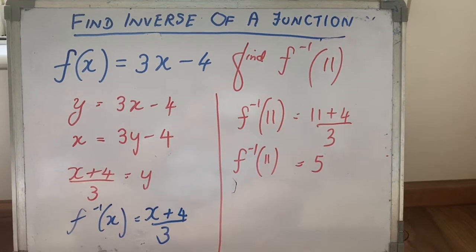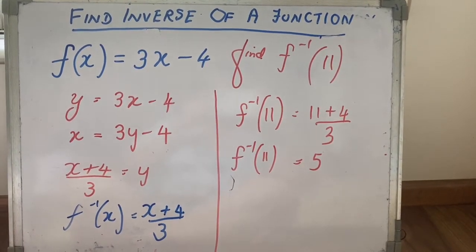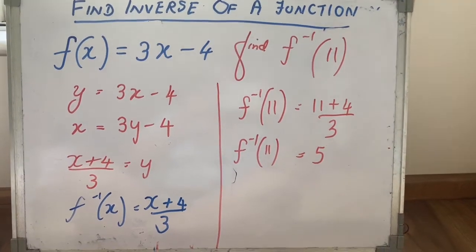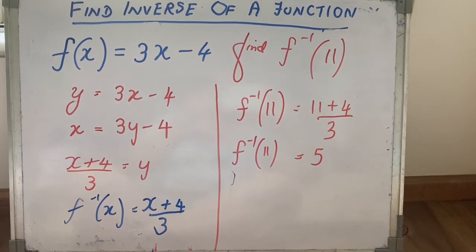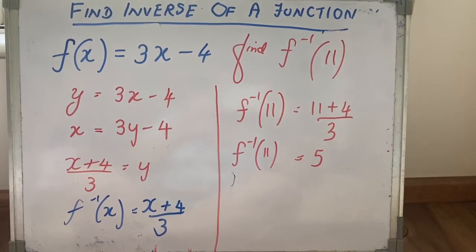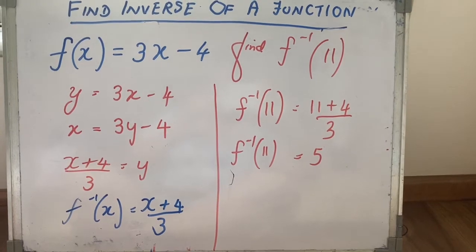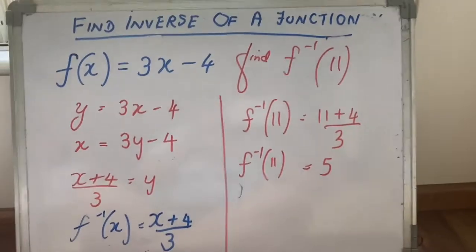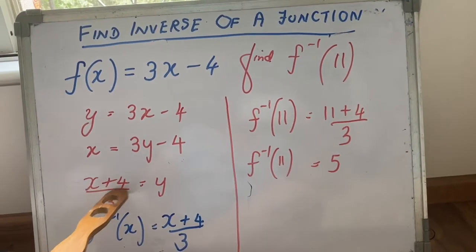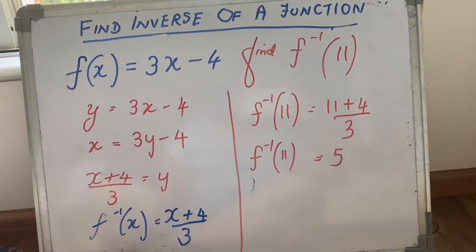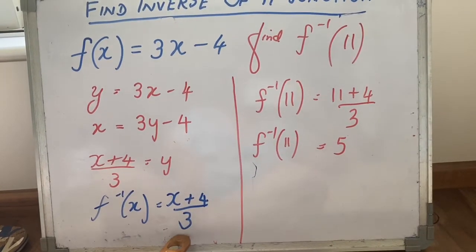Solve one sum. You are given f of x is 3x minus 4 and you are supposed to find f inverse of 11. So first, as we said, first step, y is equal to 3x minus 4. Next, swap x and y. So you will get x is equal to 3y minus 4. Then making y the subject, here you have (x plus 4) by 3. So you will say your f inverse x is (x plus 4) upon 3.